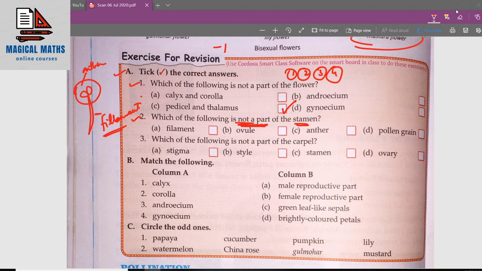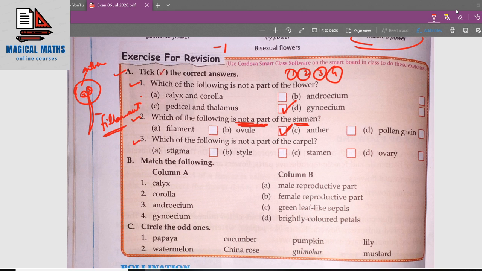So filament, yes, filament is a part of stamen. Then ovule, of course ovule is not a part of stamen, because ovule is a part of pistil. Anther is a part of stamen. Pollen grains, I have told you, are the powdery structure present on the anther. So the right answer is ovule, because ovule is not a part of stamen, it is a part of pistil.